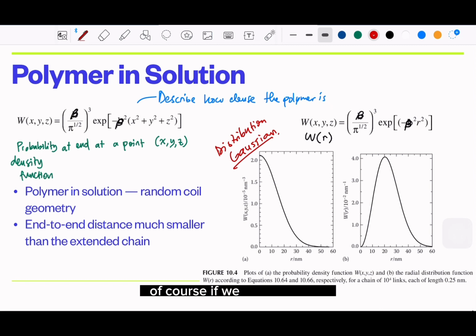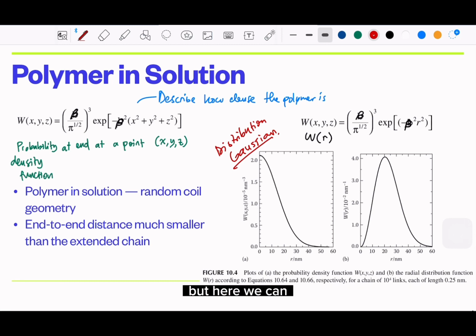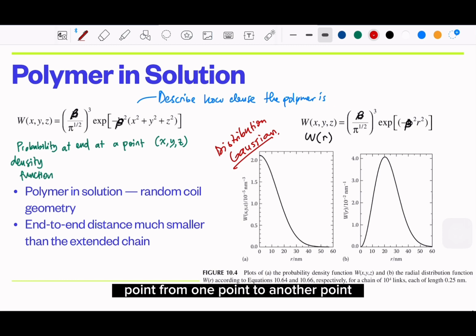Of course, if we look at these two, the radial distribution has symmetry, right? It has symmetry because with the radial we can compute all the necessary points in a circular way, but here this is more direct, from end to end, from one point to another point, from xyz to another xyz.